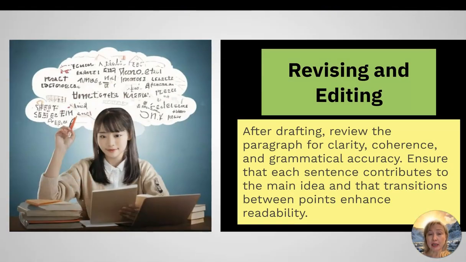Revising and editing. After drafting, review the paragraph for clarity, coherence, and grammatical accuracy. Ensure that each supporting sentence adds more important information to the topic of your sentence. Use transitions, and of course, please check any grammatical mistakes. Read each sentence and make sure that it sounds nice and it makes sense.